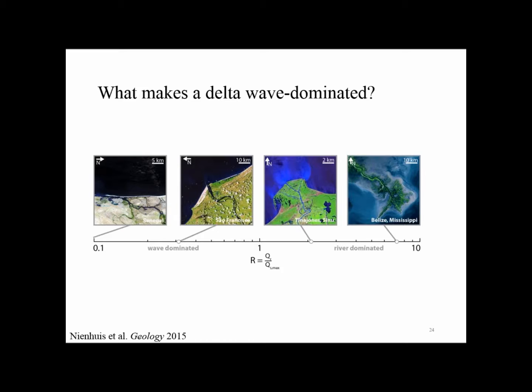And in that, I want to point out that what is very important is that this R here, we can compute without looking at the delta. And this R here is also not affected by the delta morphology, but allows us to predict something about its shape.